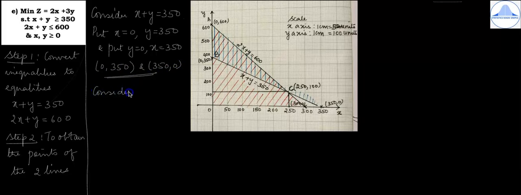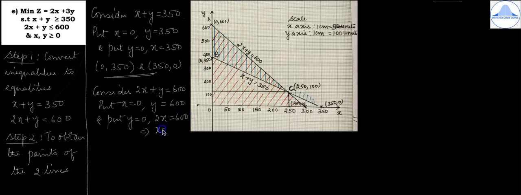Then take the next equation, consider 2x plus y is equal to 600. Put x equal to 0, so y is equal to 600, and put y equal to 0. So you'll get 2x is equal to 600, which implies x is equal to 600 divided by 2, which is equal to 300. So the points are 0, 600 and 300, 0.